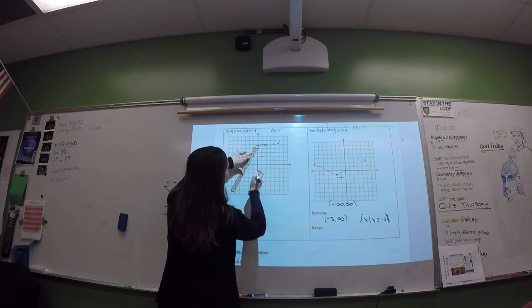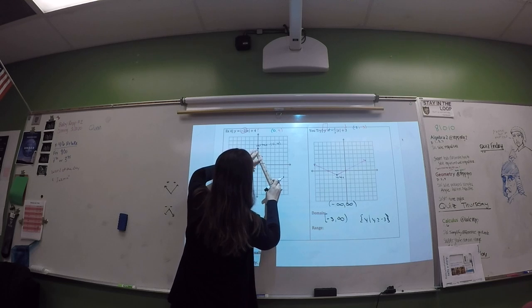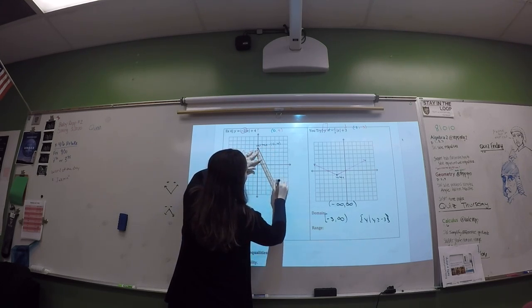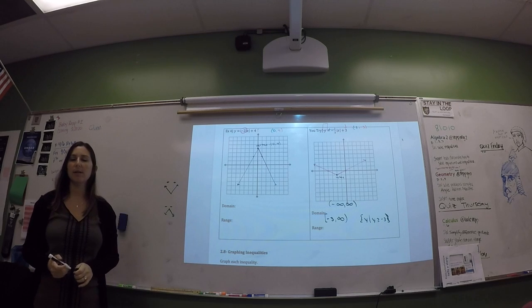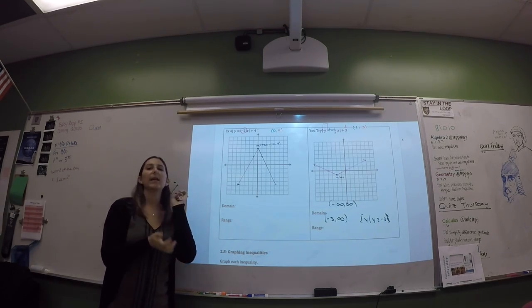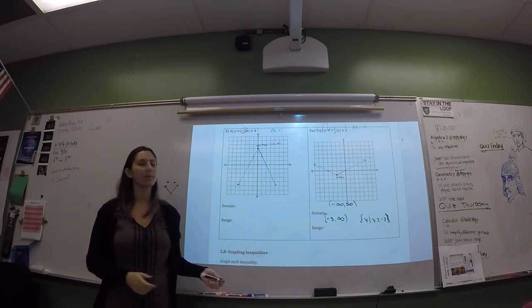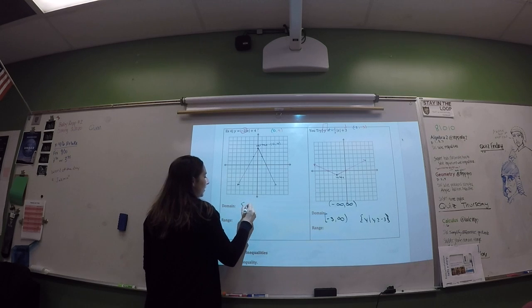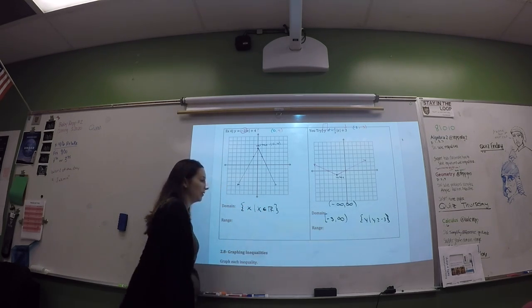Not parabola, it's absolute value. But with parabolas it was the same rule: negative sad, positive happy. The same idea. Has the domain changed? No. It's still the same, negative infinity to infinity. Domain has not changed.